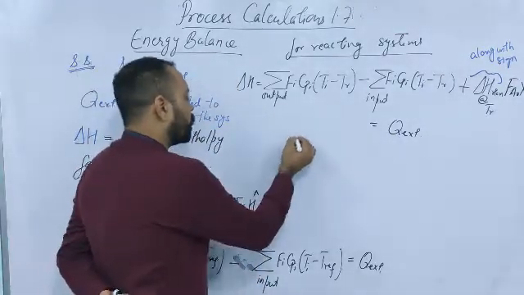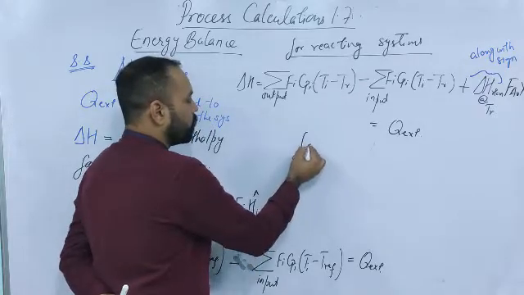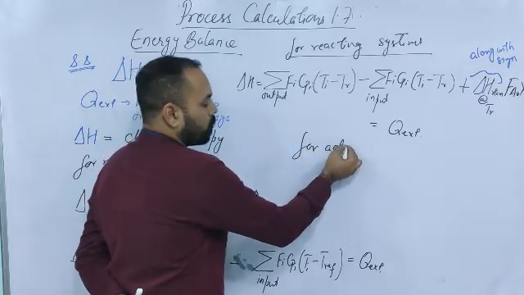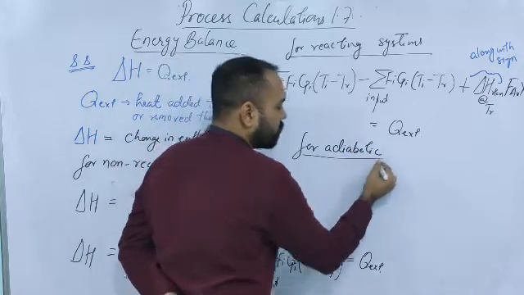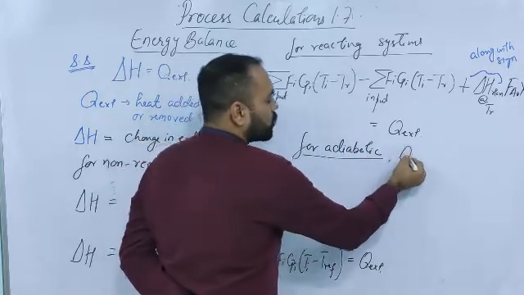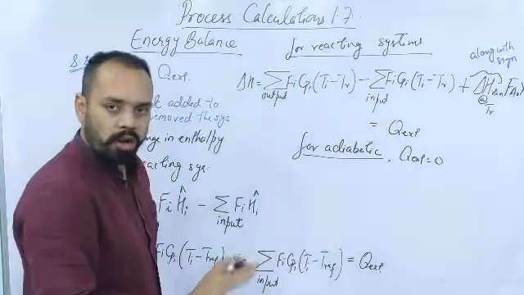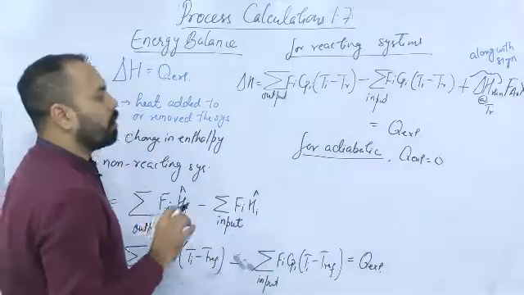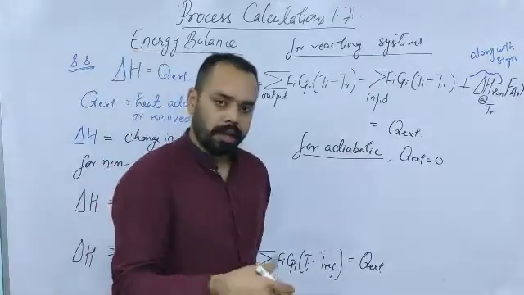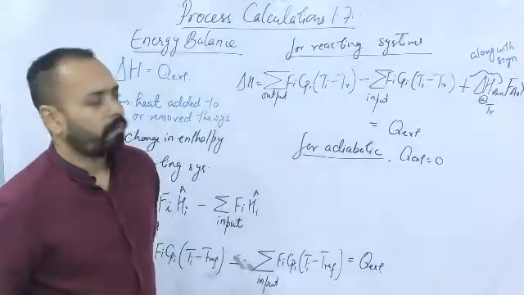Suppose the system is adiabatic. Definitely, if the system is adiabatic, there is no heat exchange with the surroundings and therefore Q external should be 0. So if the system is adiabatic and non-reacting, in this equation put Q external equal to 0. If the system is reacting and again adiabatic, in this equation put Q external equal to 0.